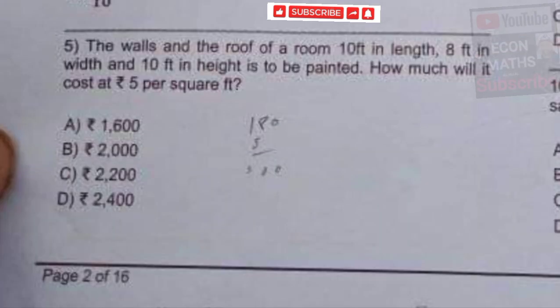Next question is, the walls and the roof of a room 10 foot in length, 8 foot in width, and 10 feet in height is to be painted. How much will it cost at the rate of 5 per square foot? The options are 1600, 2000, 2200, and 2400. So we will see what is the correct option. So here the question tells us the cost of the 4 walls and the roof except the floor.